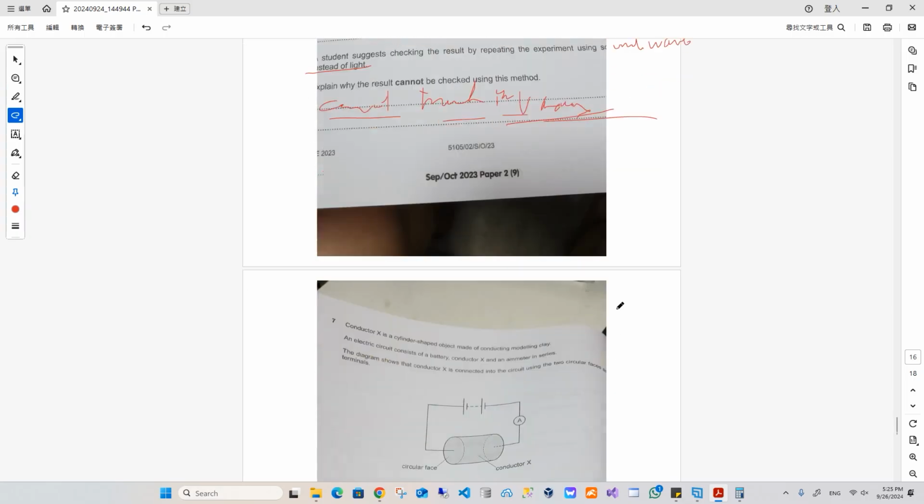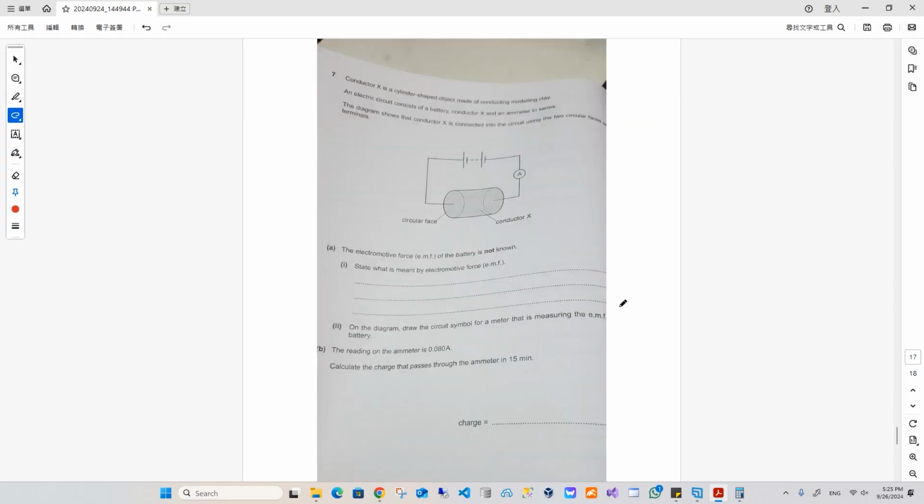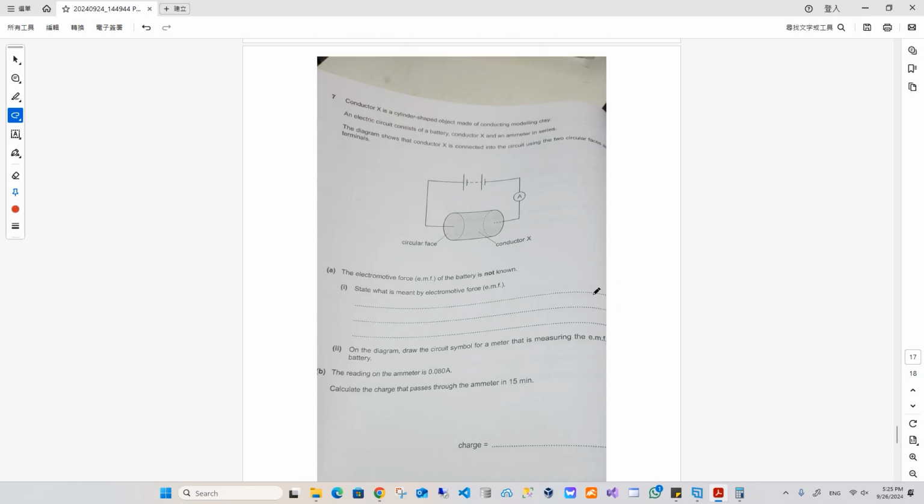So sound wave travels faster in water. That's what we know, because the particles are more packed to each other compared to air. Air particles are further apart. So that's why.